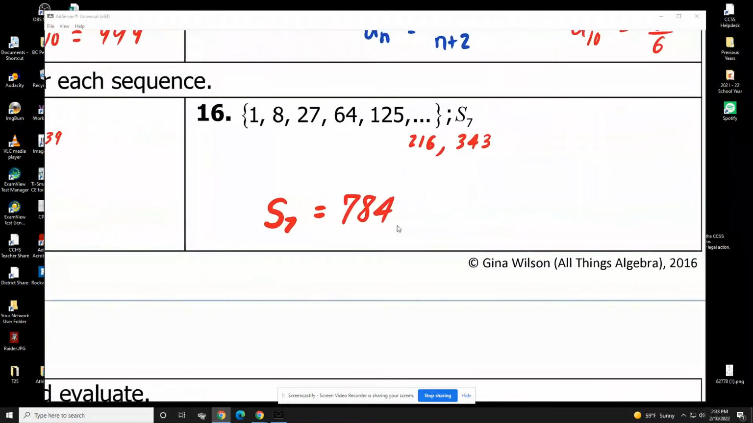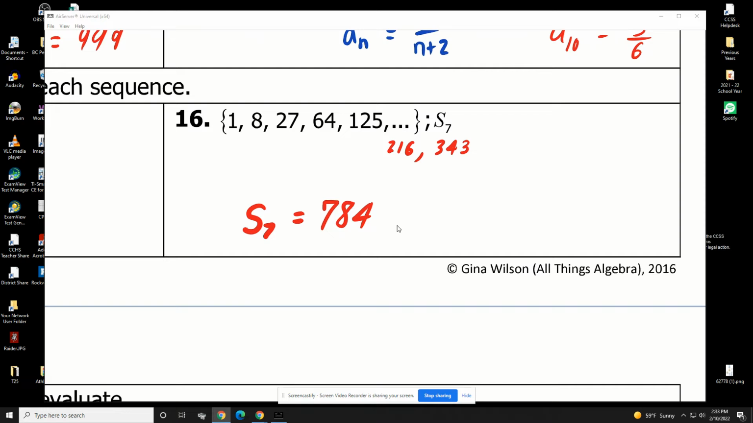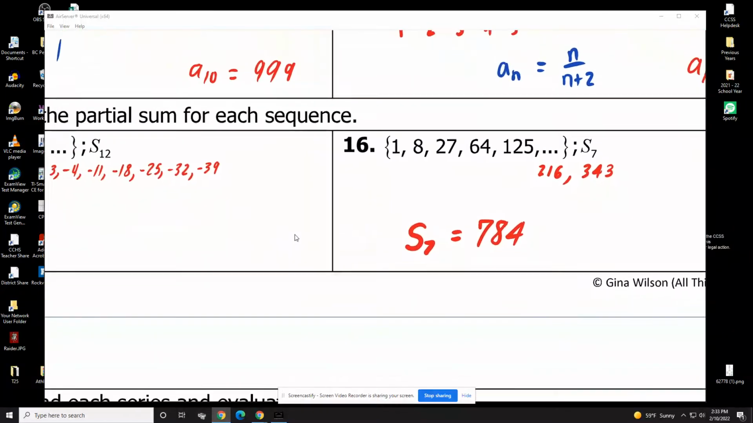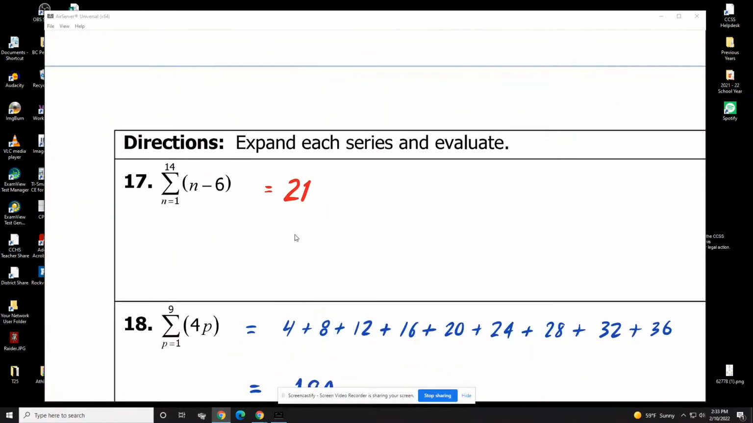Number 16, again, the only thing that was difficult possibly about this problem was recognizing the pattern. 1, 8, 27, 64, 125. Those are all perfect cubes. So that's exactly what I needed to do to find the last couple. This is 6 cubed. This is 7 cubed. So my S sub 7 is 784. Okay? So if you did get those, make sure you mark them in your homework.